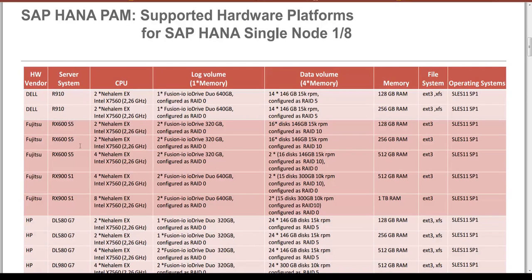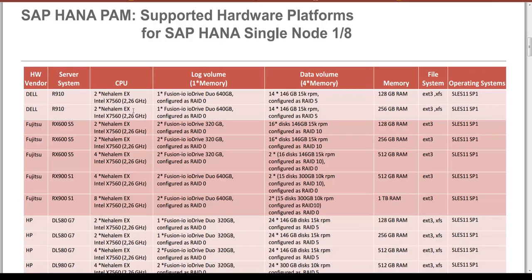You have the server system, that is the type of the hardware. You have the CPU, log volume. You can see that the log volume is 1 times the memory. That is, suppose the system has 128 gig of memory, the log volume is at least 128 gig, and the data volume is at least 4 times the memory. Okay, so this is the requirement, that is the sizing requirement.